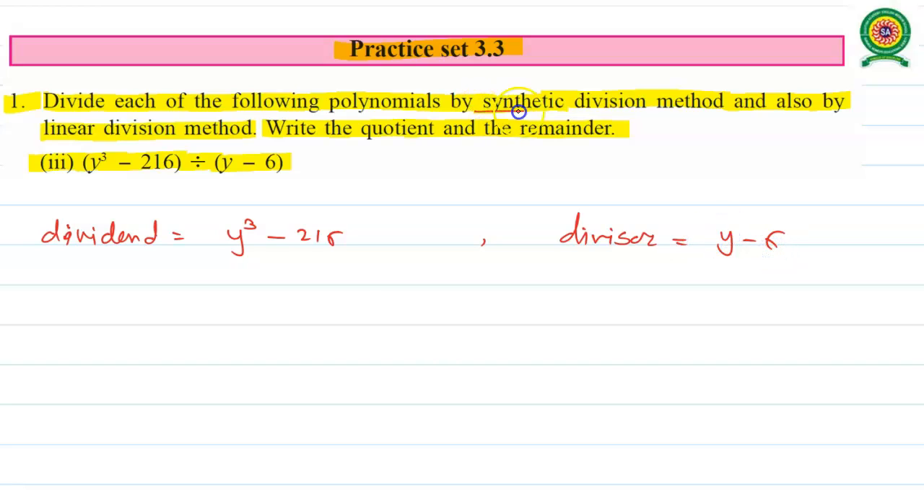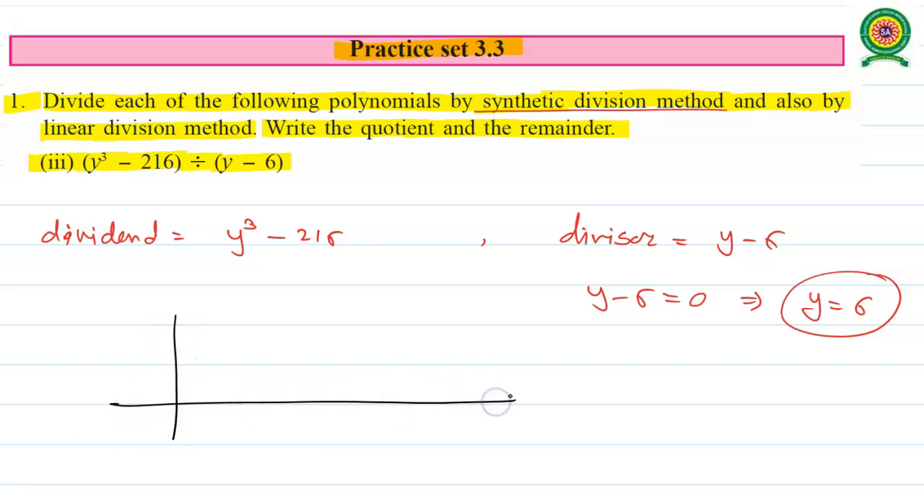As per the synthetic division method, we have to find the multiplier and divisor, so we have to equate our divisor with 0. After simplifying, we get the y value as 6. So now make a table. Keep in mind the general form of the polynomial, so convert the dividend into the general form. The general form of the dividend is y cube plus y square term, which is not given, meaning 0y square. The y term is not given, meaning we have 0y, and minus the constant 216.